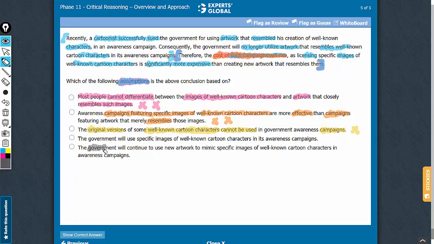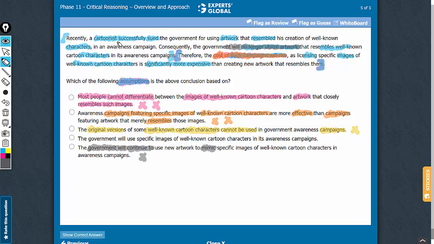Answer choice E contradicts factual information presented in the paragraph. The paragraph mentions that the government will no longer utilize such artwork, so we cannot say that the government will continue to use such mimics. Remember, a correct answer choice never contradicts factual information. Questioning the reasoning is alright, but questioning the facts, never.